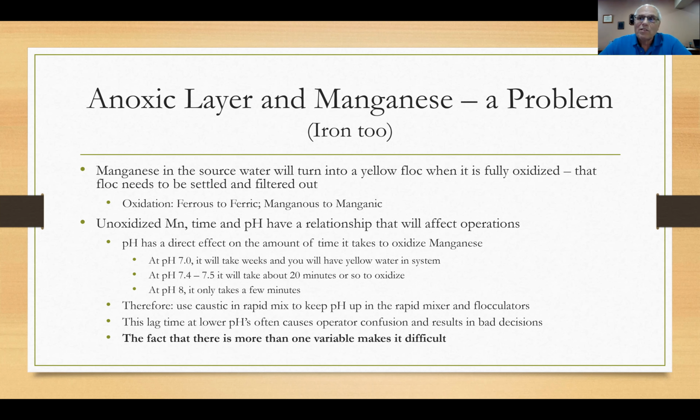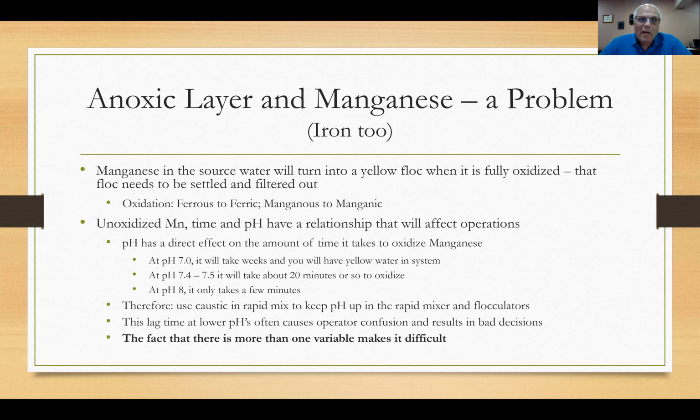Because at a pH of around 7 or 7.1, it can take weeks to oxidize the manganese in the water to the yellow flocculent form that we got to filter out. It can take weeks at the normal chlorine residuals that we keep in the water plant. If we can get that pH up to 7.4 or 7.5, it should take about 20 minutes or so. You get it up around 8, it's going to take a few seconds, maybe even a minute or so.